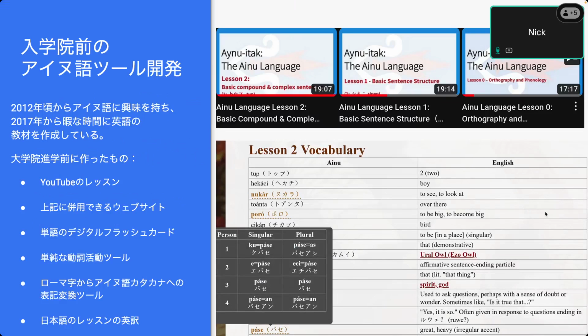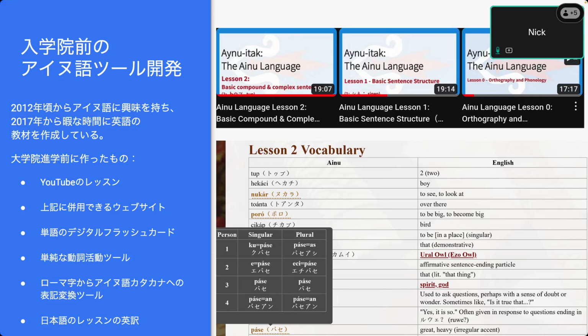So first off, I'm just going to quickly introduce myself and my prior work, because there are new people here. Before I came to Kitami, I was already working on a number of projects related to the Ainu language. I became interested in the Ainu language around 2012, and starting around 2017, I spent a lot of my free time studying Ainu, and then sometime later I started translating Japanese lessons from textbooks into lessons on YouTube in English. So I produced some YouTube lessons.